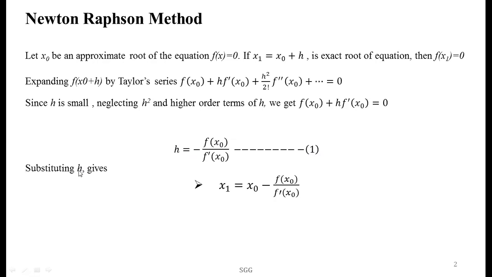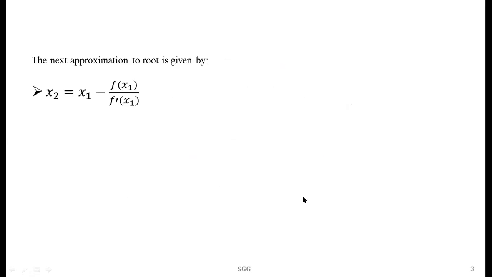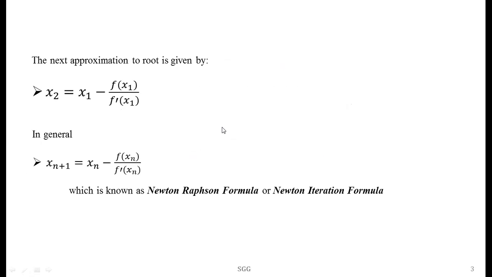Now substitute this value of h in x1 is equal to x0 plus h. We get the next approximation to the root, x1, from the initial approximation x0, that is x1 is equal to x0 minus f of x0 divided by f dash of x0. Now let's go to the second approximation. The next approximation to the root x2 is given by x1 minus f of x1 divided by f dash of x1. Consecutively, we will go to further approximations till the desired level of accuracy is achieved. So in general, xn plus 1 is equal to xn minus f of xn divided by f dash of xn, which is known as the Newton-Raphson formula or Newton iteration formula.